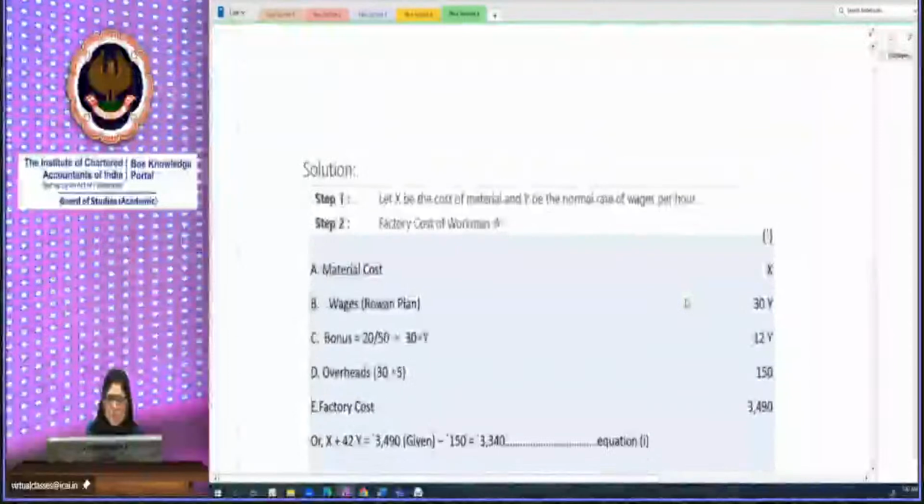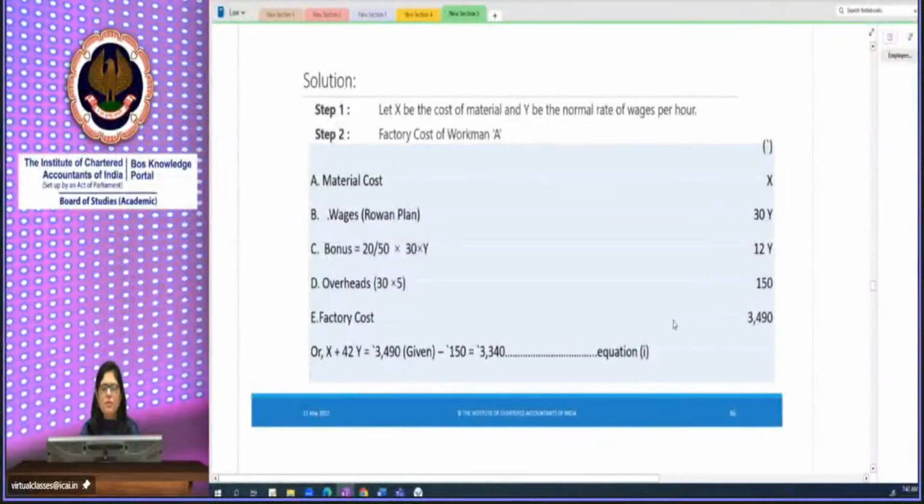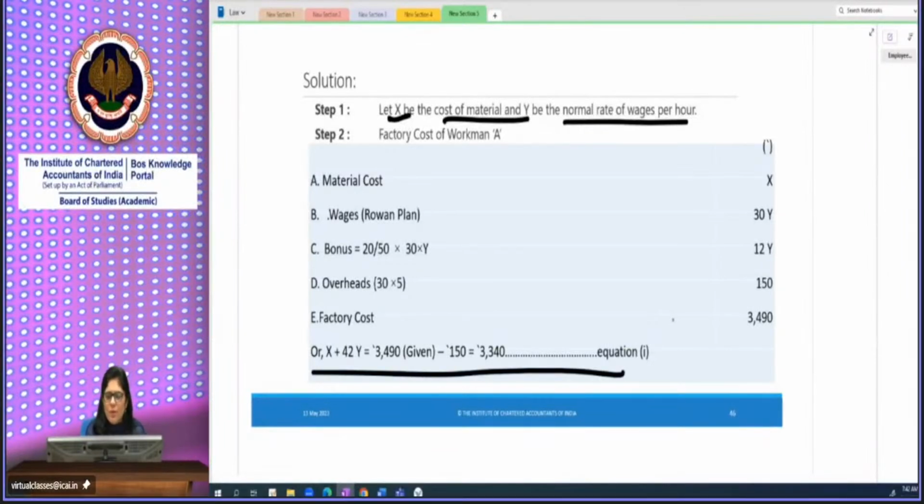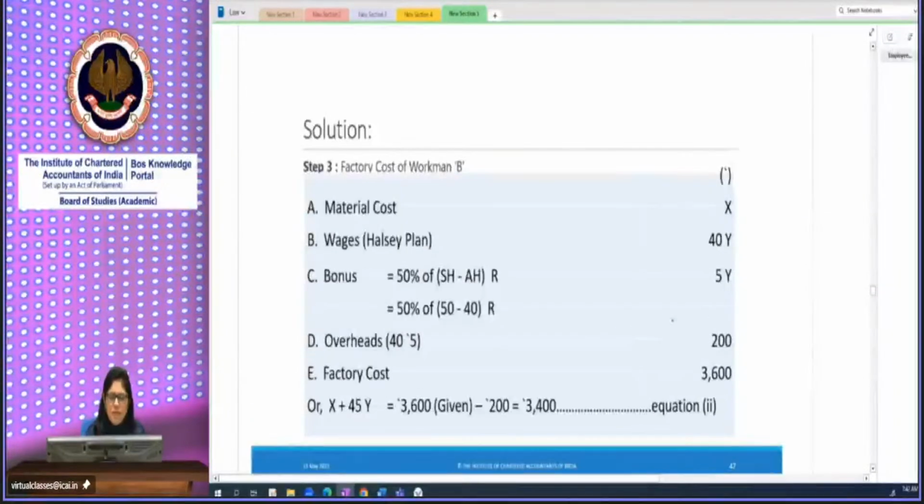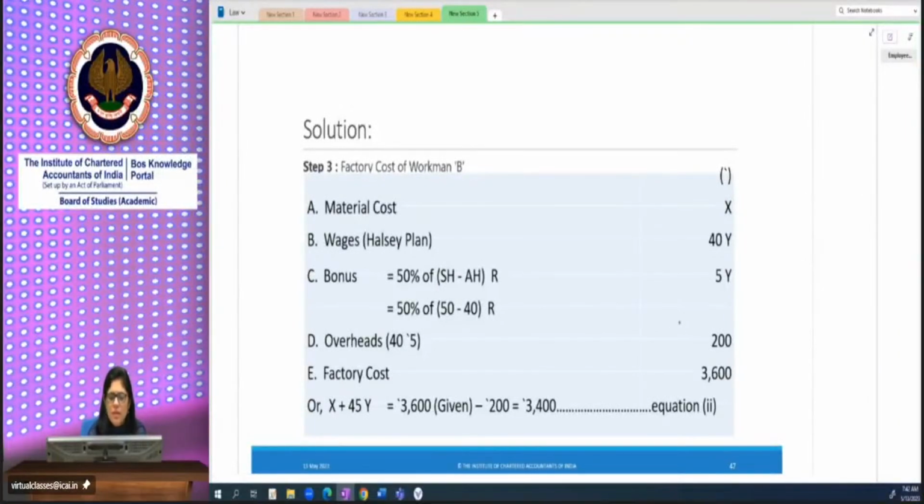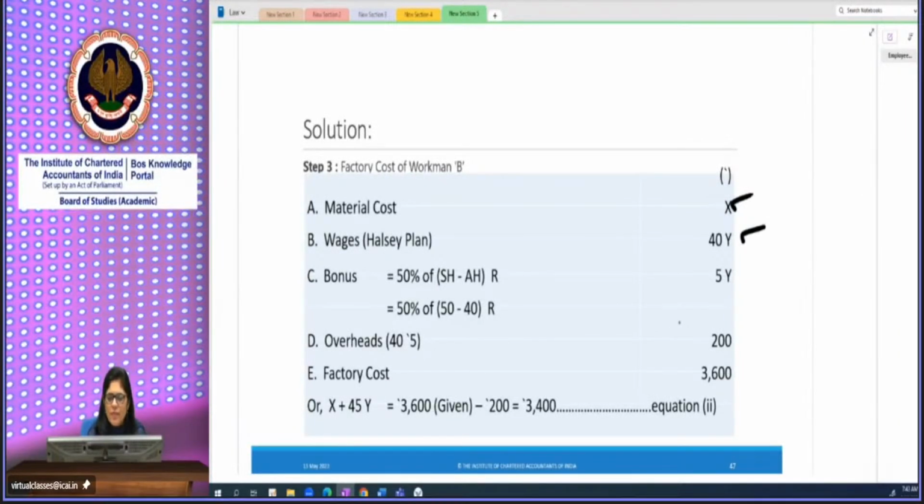So let me just show you here. Okay. So we have the solution also here. X we have taken as cost of material and Y we have taken the normal rate of wage per hour. So this is the equation. The first equation we have made. Okay. So material cost X, normal wages, and this is bonus and these are overhead. So this was the total. Right. This was for A. Okay, so we have for B also, X material cost, wages, this is bonus, overhead. So this was the total. So this is equation 2.